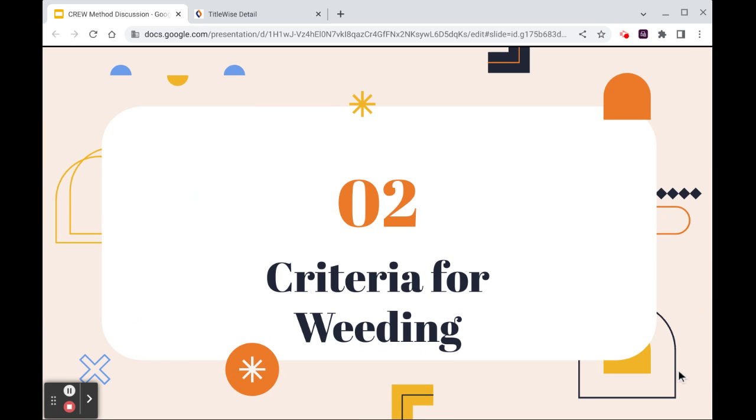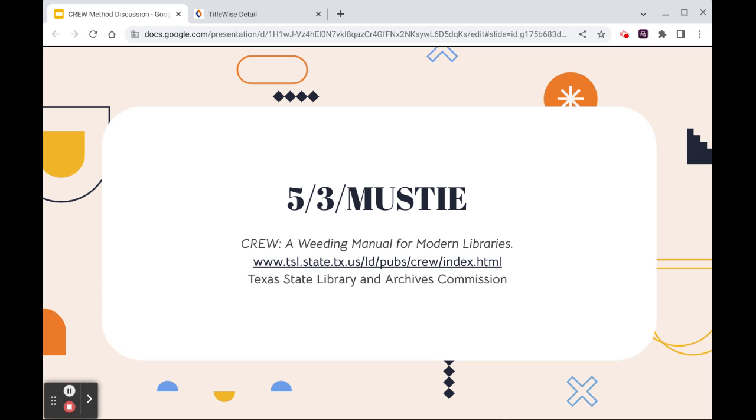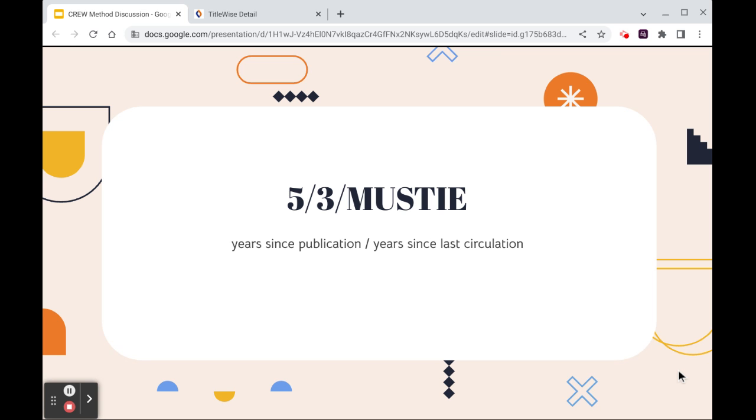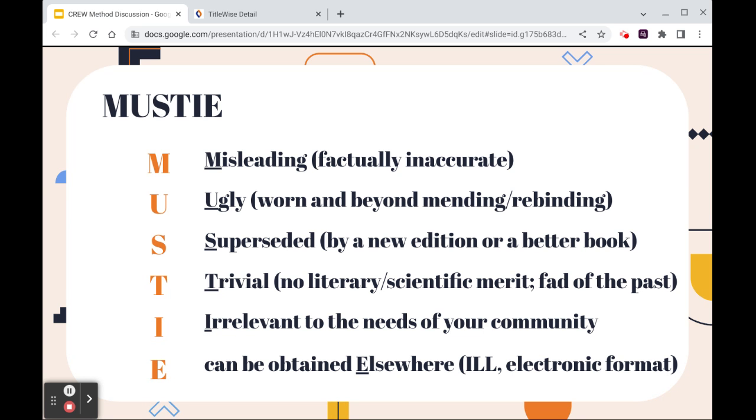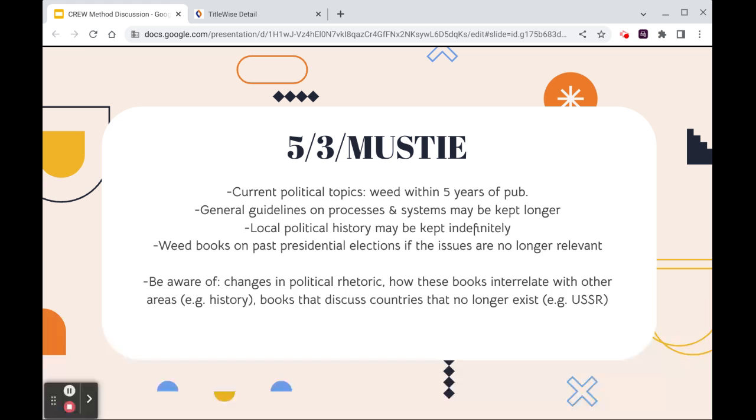So the criteria for weeding, according to the CREW manual published by the Texas State Library and Archives Commission, for the political science section, the criteria is 5-3 MUSTY. The 5 is years since publication. The 3 is years since last circulation. And MUSTY stands for misleading, ugly, superseded, trivial, irrelevant, or can be obtained elsewhere. So these are the criteria that I kept in mind while looking through these 85 aged titles to see what should be taken out, what should be weeded.